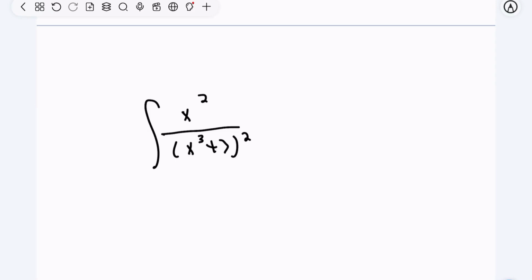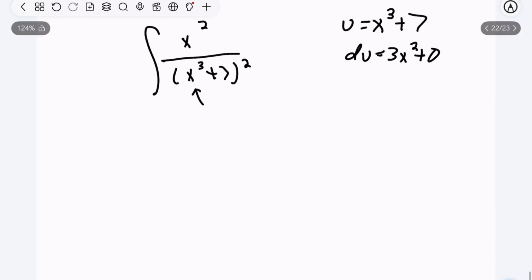Okay, so now for this problem, let's get into it. Again, like always, pick the one with the biggest value, which is the x cubed. So that is going to be u is equal to x cubed plus 7. The derivative of u is 3x squared plus 0. Okay, now we have that out of the way.